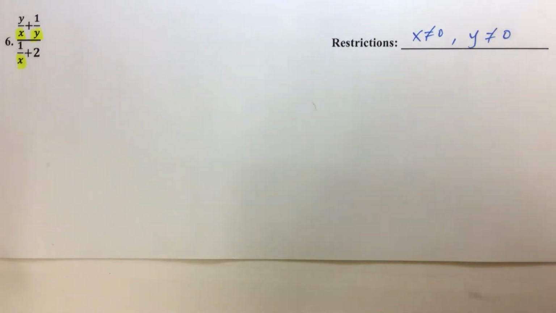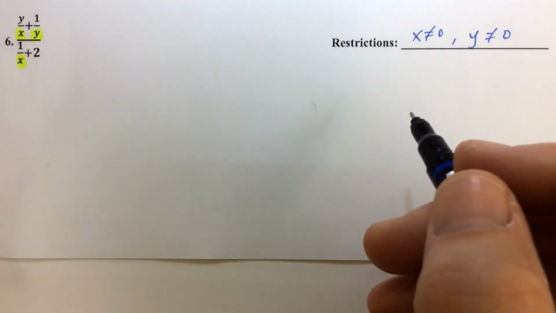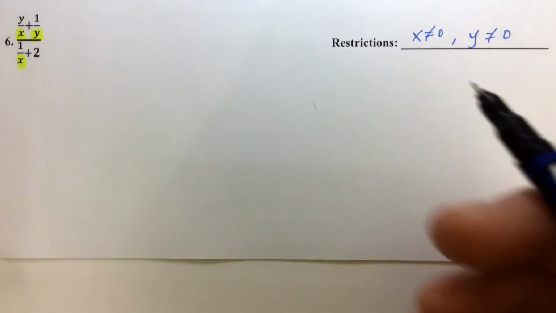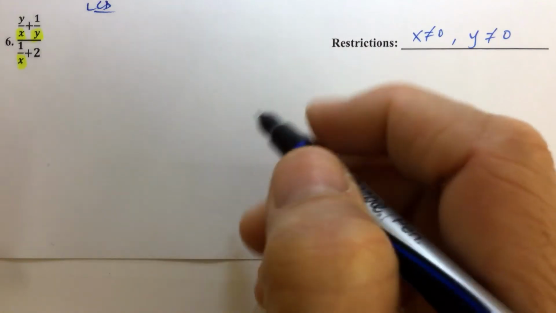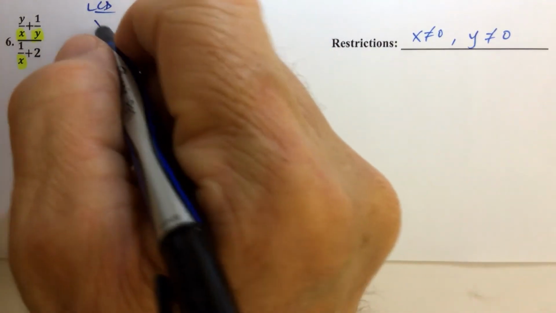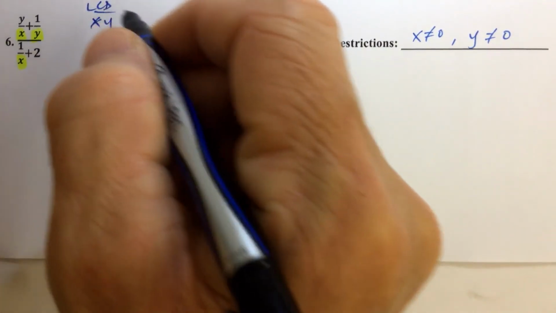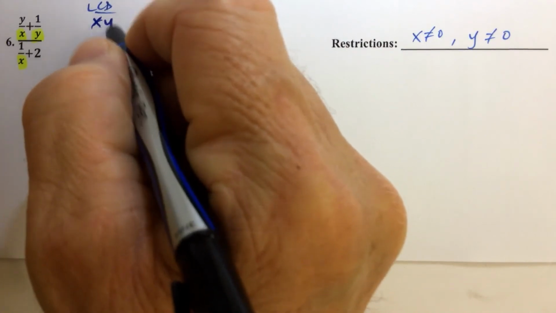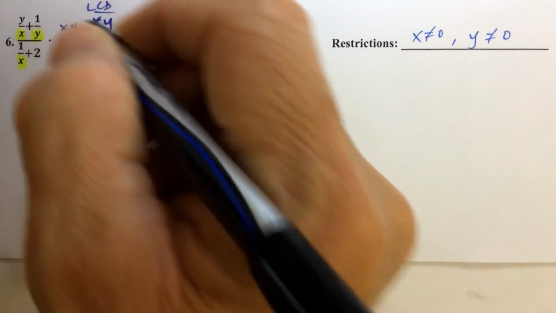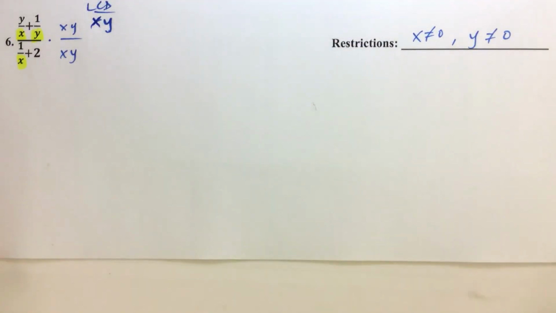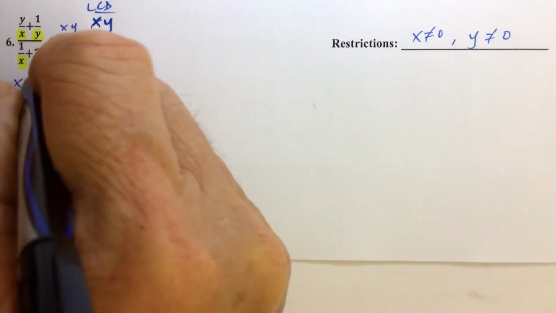So the first goal really should be to get rid of the fractions within the fractions, and we can do that by identifying the LCD of all the denominators so far, and the denominators so far are just x and y. So we have an x times y as our lowest common denominator, so we're going to multiply top and bottom by xy. So that's the strategy for problems like this. And so let's write out what that looks like.